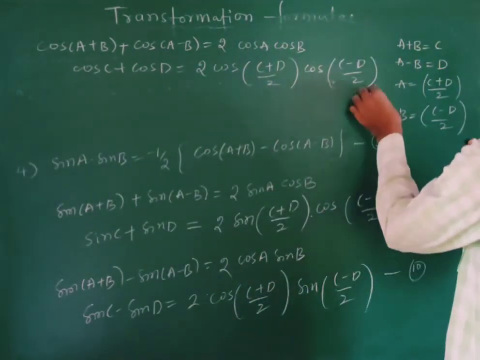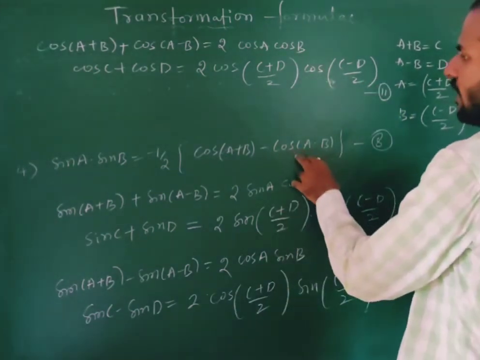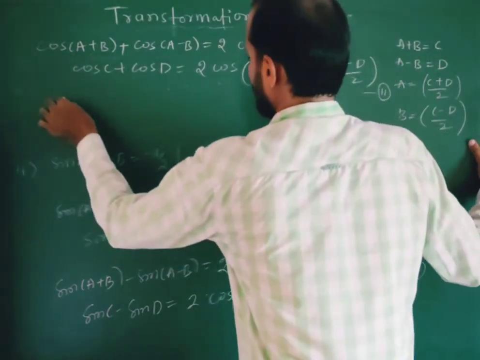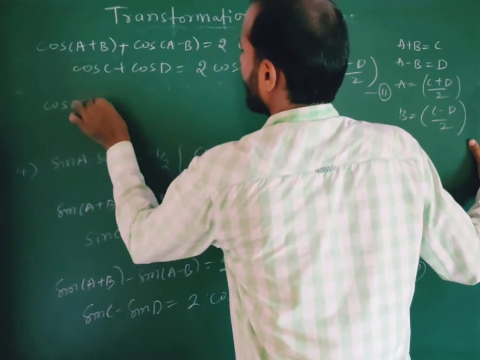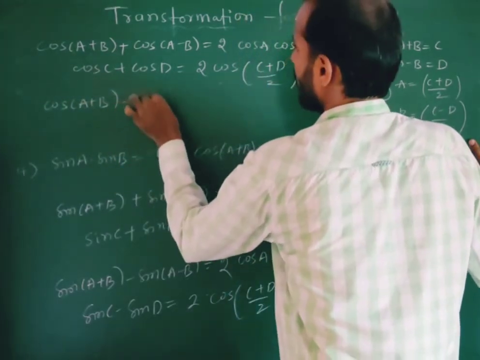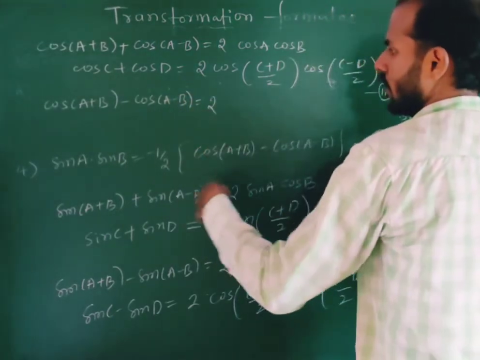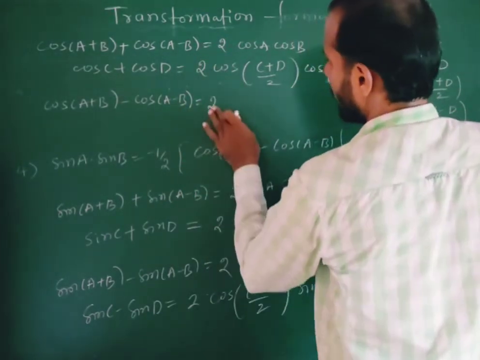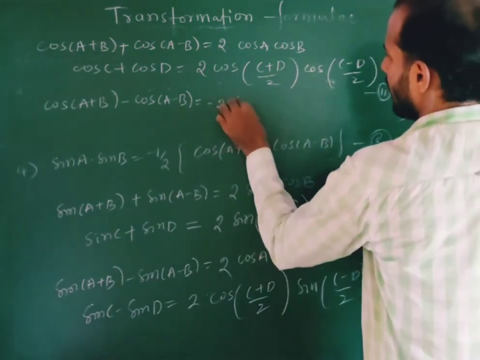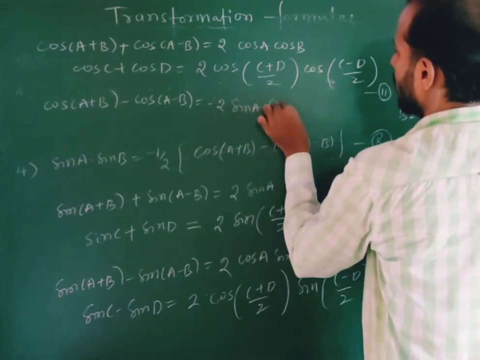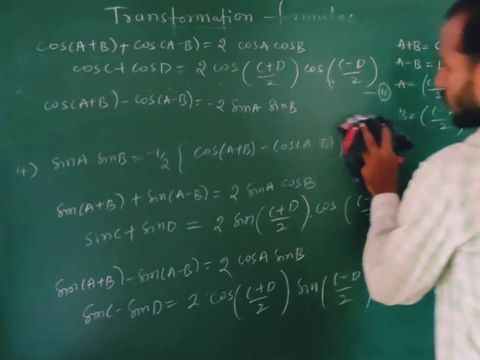Therefore, this one equation is 11. Finally, equation 8, what we get here? Cos a cos b, cos a plus b minus cos of a minus b, which is equal to, take minus to that side, what we get here? Minus 2 times of sin a sin b, right?